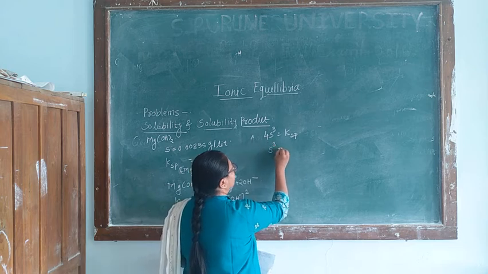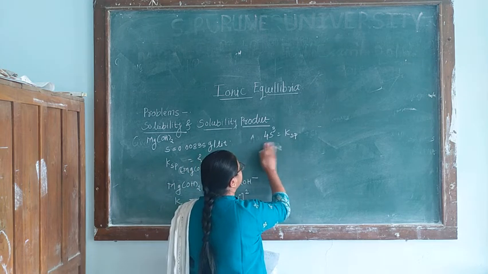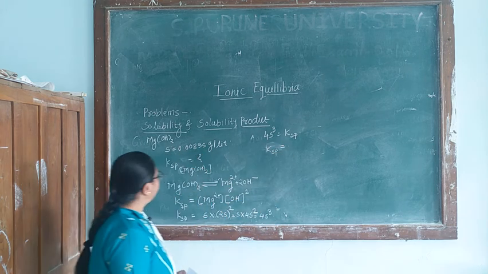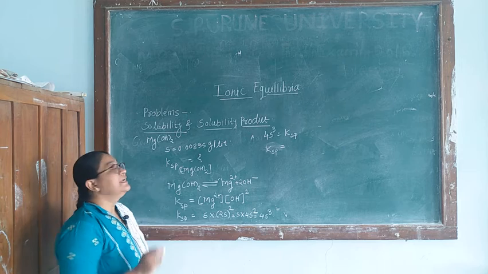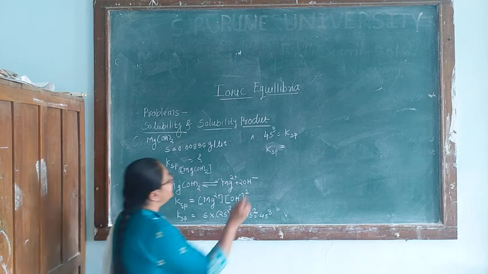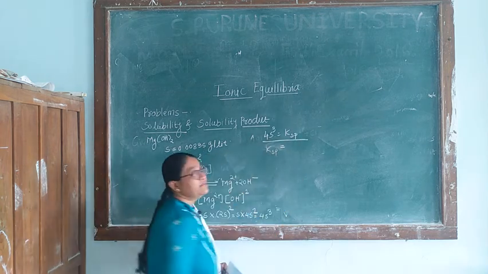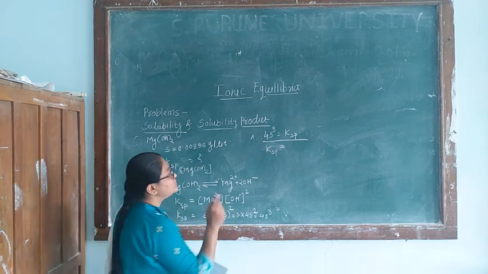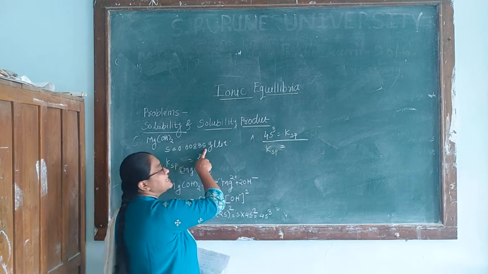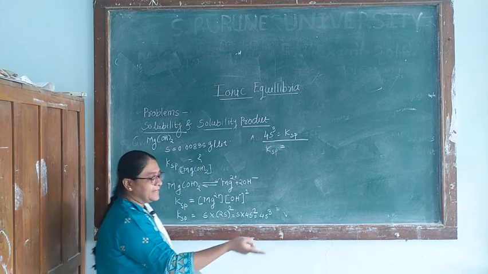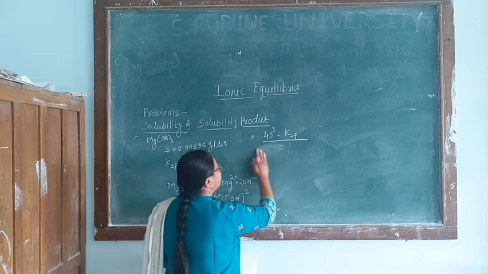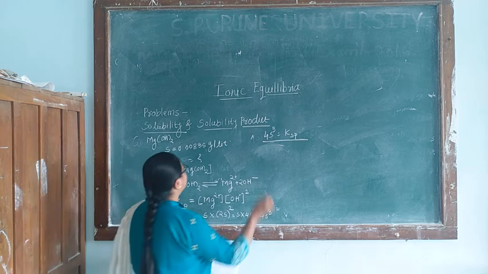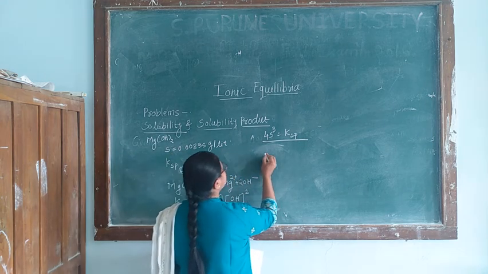Therefore, if you want to calculate Ksp, now here the solubility which is given is in grams per liter, and in this relation the solubility must be in moles per liter. This is grams per liter. So if you want to substitute the solubility here, this has to be converted into moles per liter. This is the solubility in grams per liter. How will we convert it into moles per liter?